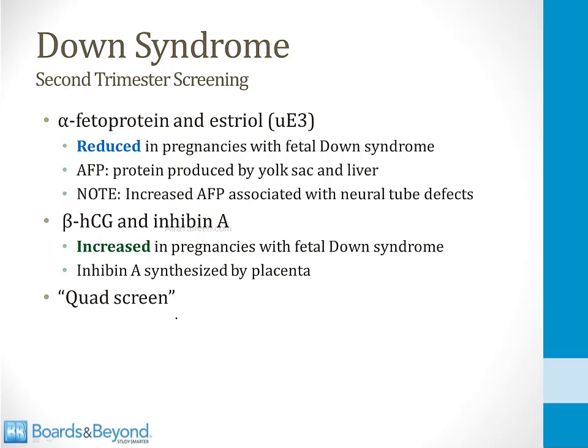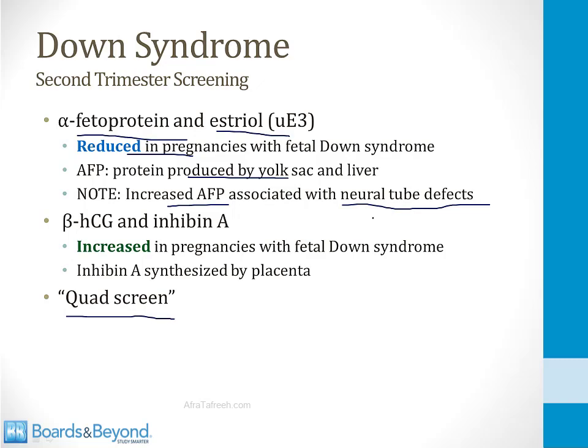In the second trimester, there are 4 substances that can be measured in the maternal blood to screen for Down syndrome. This is often called the quad screen. The first 2 are alpha-fetoprotein and estriol, or it's sometimes called UE3. Levels of these 2 substances are reduced in pregnancies with fetal Down syndrome. AFP is a protein produced by the yolk sac and liver, and estriol is an estrogen. And just a note here, increased levels of AFP are associated with neural tube defects, which I talk about in the neurology section. So this is a very useful screening marker in pregnancy. Low levels suggest Down syndrome, high levels suggest a neural tube defect.